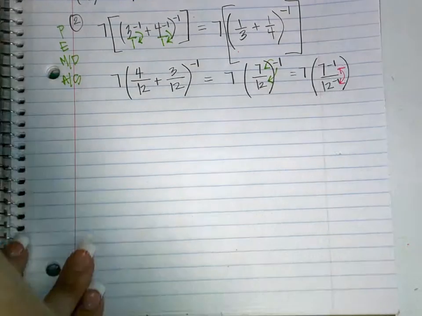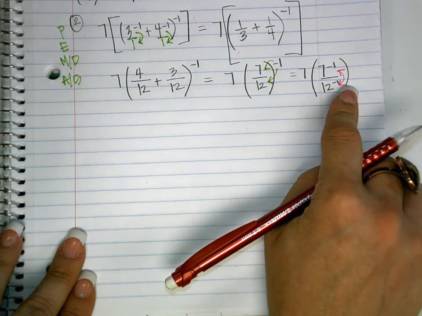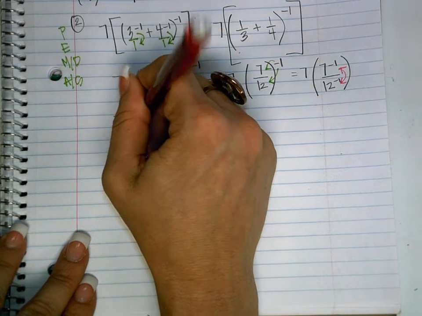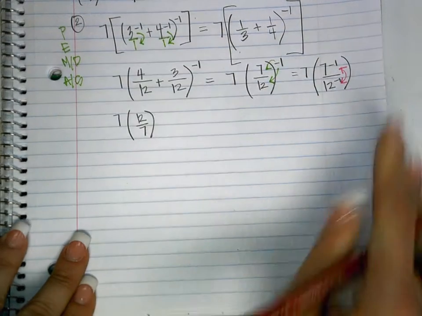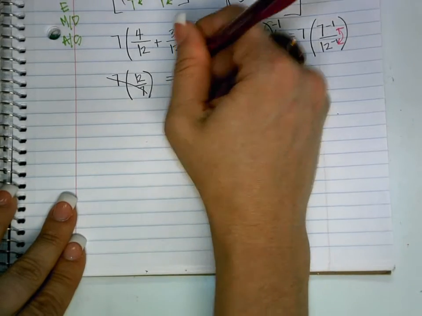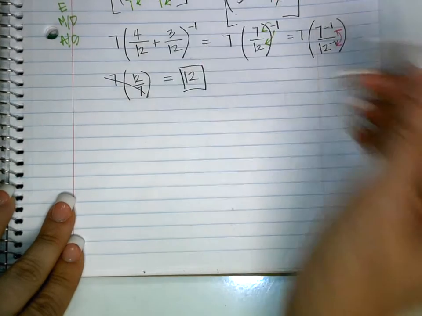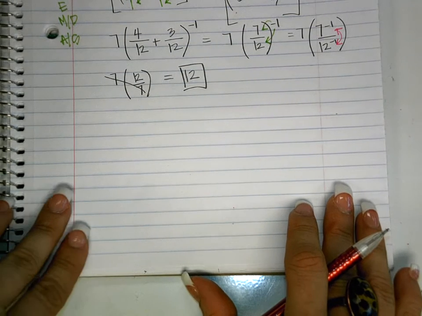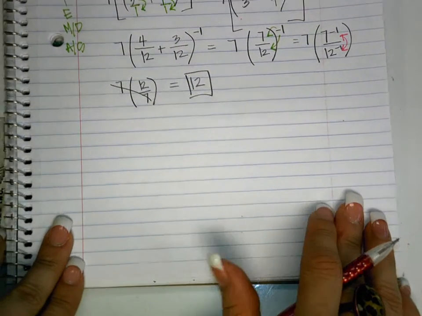Negative exponents flip problems. So this is really going to become 7 times, if you flip that, it's 12 over 7. Then you can actually multiply. These reduce each other away, and your actual answer is 12. Okay, so these are more challenging, for sure.